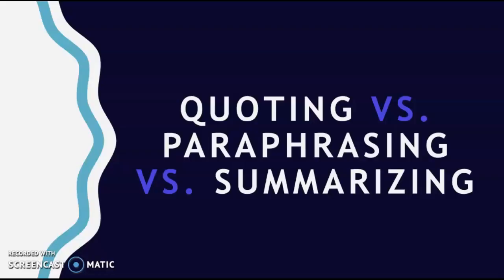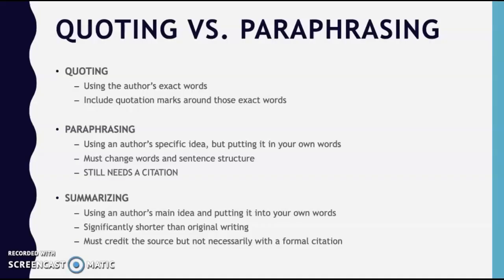The first thing we're going to cover in this course is the difference between quoting, paraphrasing, and summarizing, all three of which you will probably use in your paper. Quoting is the easiest of these concepts to grasp. Quoting means you are using another's words verbatim. To indicate this, you'll put the words within quotation marks, and then you'll cite to the original source.